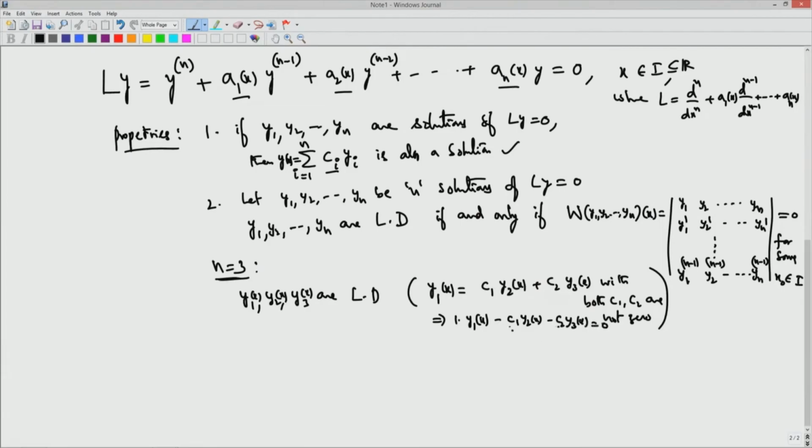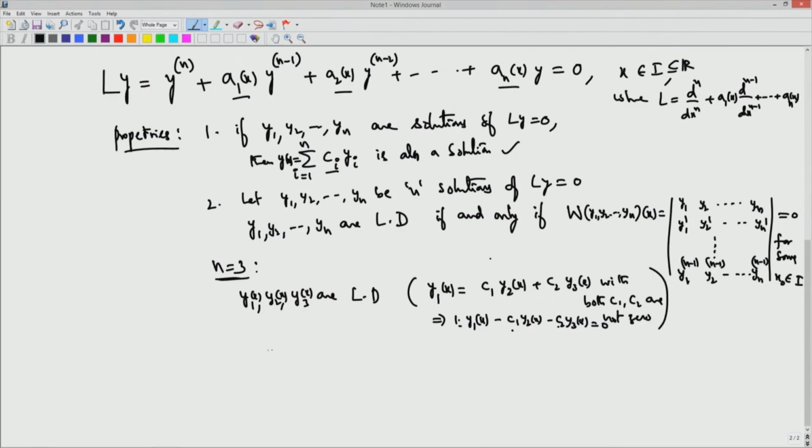So you see that not both c1 and c2 are 0. With some non-zero coefficients, the linear combination of y1, y2, y3 will be able to make it 0. If you can do that, then y1, y2, y3 are linearly dependent. Okay, so that is the meaning of linear dependence for three functions. Now suppose they are linearly dependent.